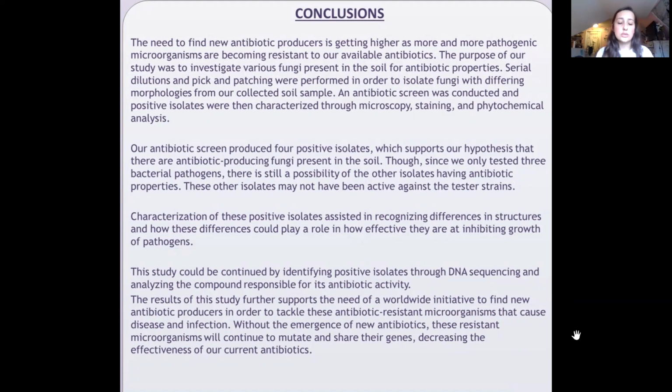Further studies to continue this research could be identifying positive isolates to recognize their novelty or analyzing the compound responsible for their antibiotic activity. This study further supports the need of a worldwide initiative. Even though we found antibiotic producers, we don't know if they've already been discovered yet, though this study validates that soil is still a valid place to look for new antibiotics. Without new antibiotics, microorganisms will continue to mutate and share their resistant genes, decreasing the effectiveness of our available antibiotics.